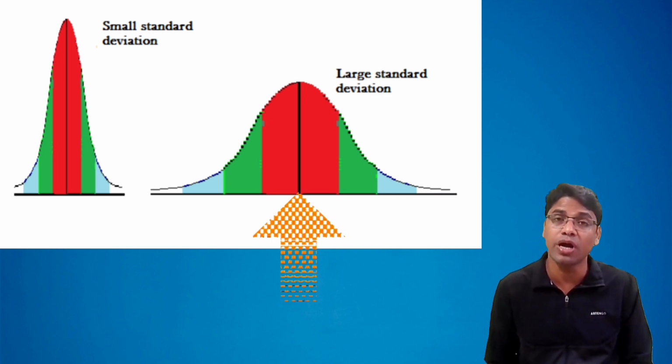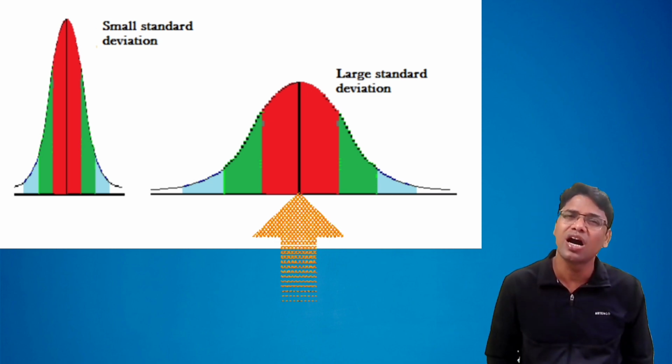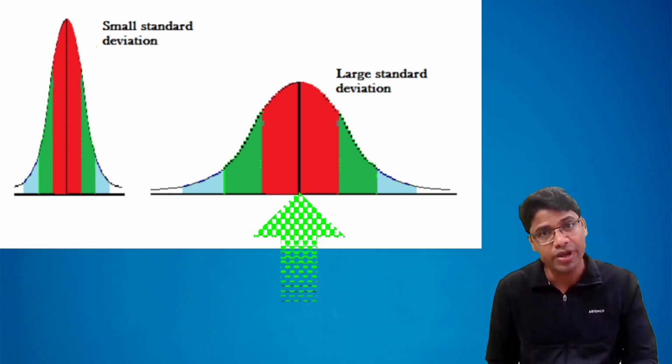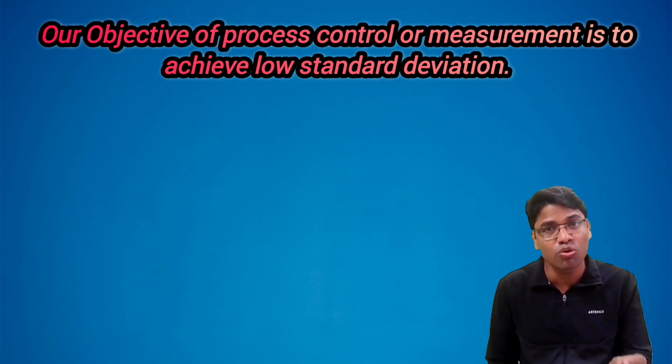What is our prime objective in measurement or process control? Our main objective in process control or measurement is to achieve low standard deviation.